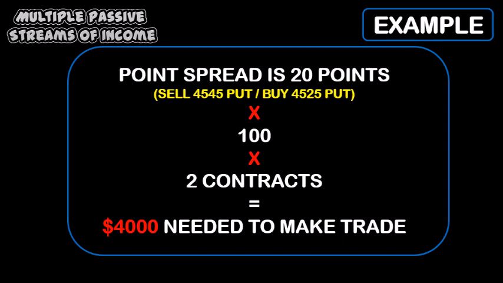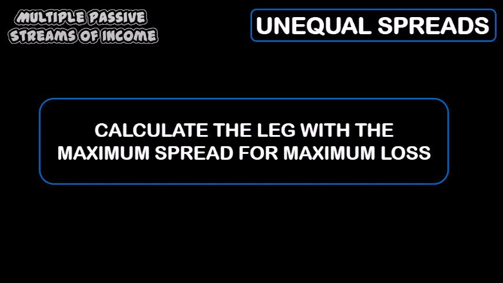Now, if a trade has unequal spreads, I believe you have to just calculate the maximum loss of the leg with the greatest spread. I've never traded an iron condor with unequal spreads, so I'm not absolutely sure. But it seems that this is the calculation that the software makes when it determines how much you have to have in your account to make unequal spread trades.